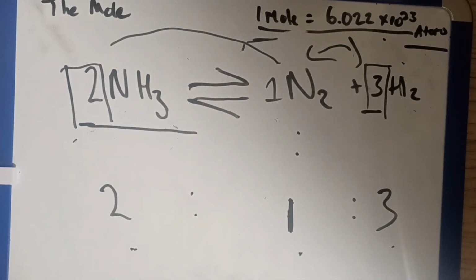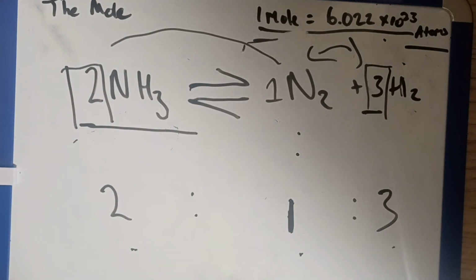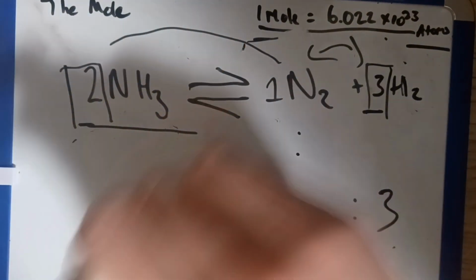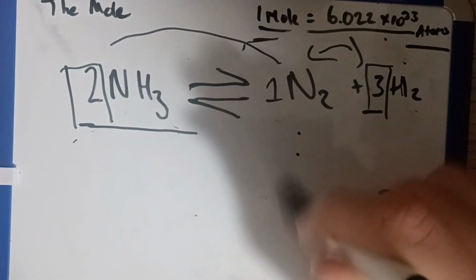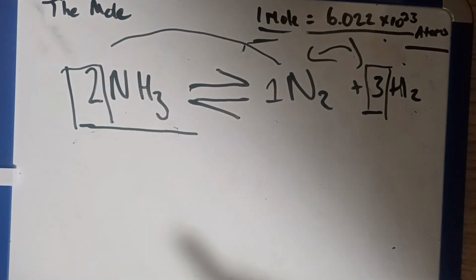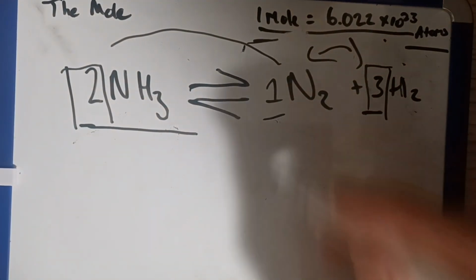So whenever you're looking at moles and you're looking at an equation where you have to balance your equation, please, please, please take into account the big numbers at the front. And if there isn't a number, that number is 1.